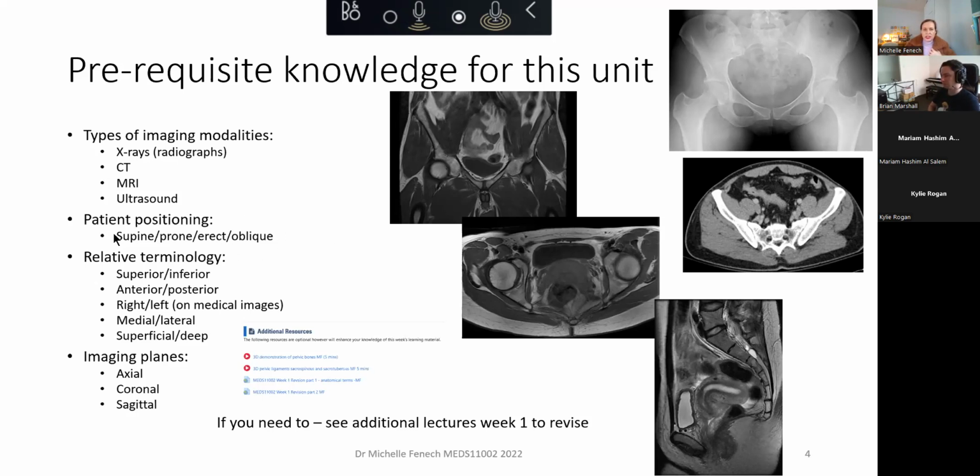Most of the positioning is done with our patients supine, lying on their back. Occasionally we do imaging of the patient prone, lying on their tummy. In ultrasound, we can stand the patient up or sit the patient up, so we would call that erect, and sometimes we can have them in oblique positions as well. But generally speaking, when most patients have a CT or an MRI scan, they're going to be supine, and most of the time with ultrasound, they're going to be supine as well.